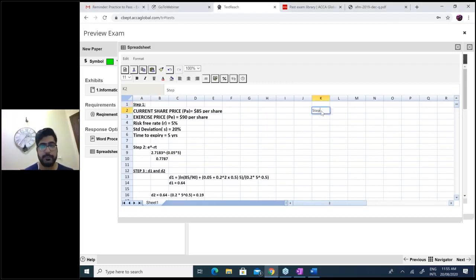Now move towards step 4. You need to find Nd1 and Nd2. Okay. Now Nd1 and Nd2 is the normal distribution value. I will just explain how it comes and you can then copy. Okay, how do Nd1 and Nd2 come?